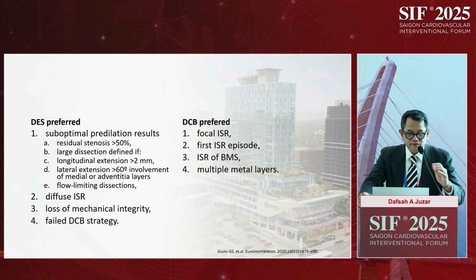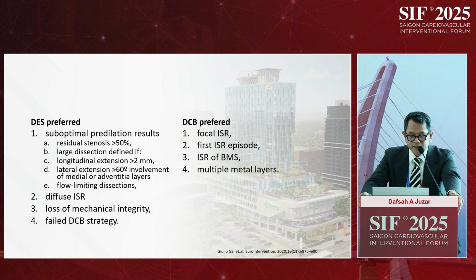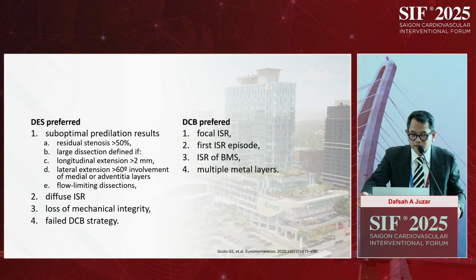DES would be preferred if there is a suboptimal pre-dilatation result with residual stenosis greater than 50%, and a large dissection, defined with a longitudinal extension of more than 2 millimeters, or large extension greater than 60-degree involvement of the medial or adventitial layer. Also in diffuse ISR, loss of mechanical integrity, or failed DCB strategy. And DCB is preferred, as mentioned before, in focal ISR, first ISR episode, ISR in BMS, and multiple layers.